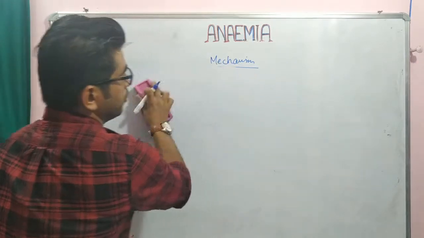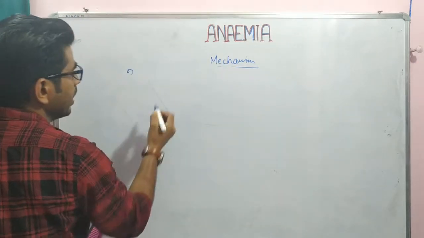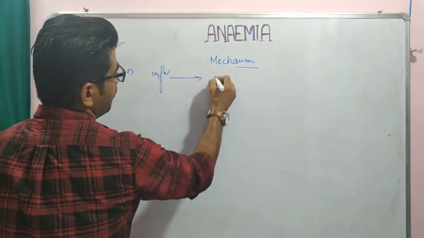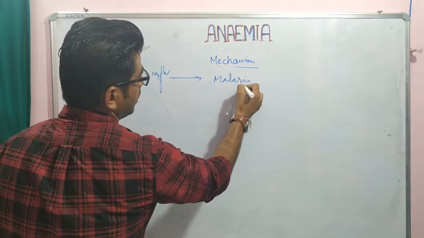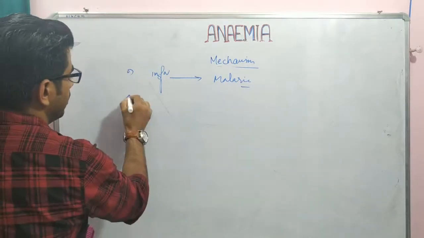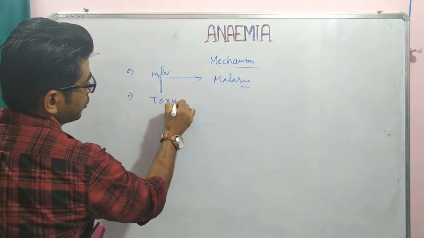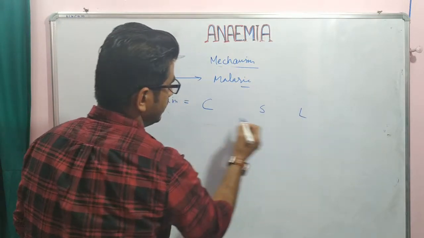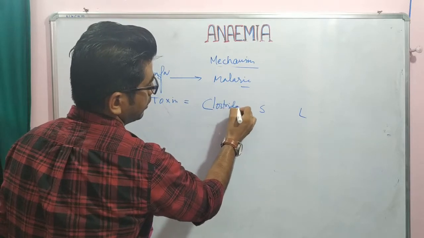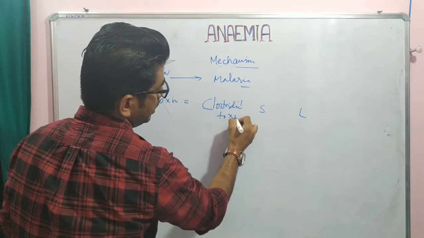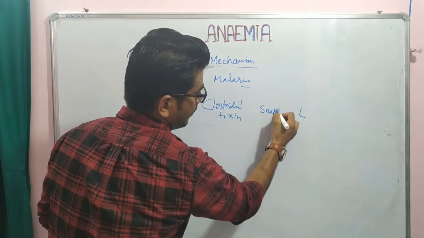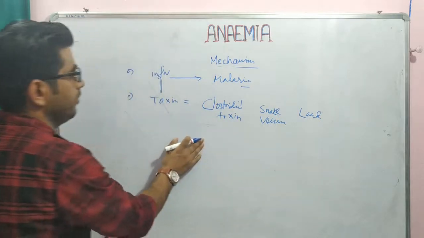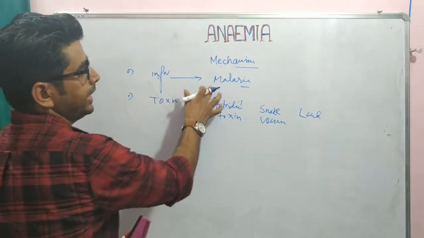Next is any infection like malaria, which will give you hemolysis and anemia. Toxin related: any toxin, like we remember as CSL. C is the clostridial toxin. S is the snake venom. L is the lead poisoning. That all will give you toxin related hemolysis leading to anemia.